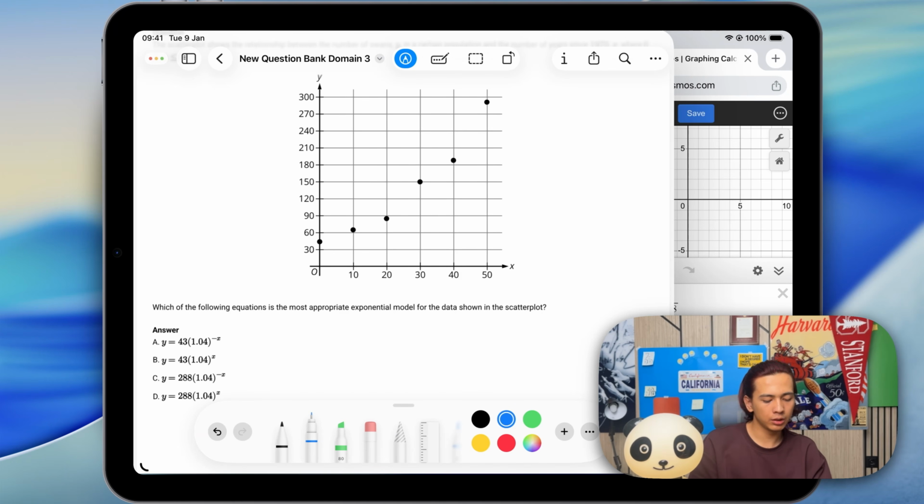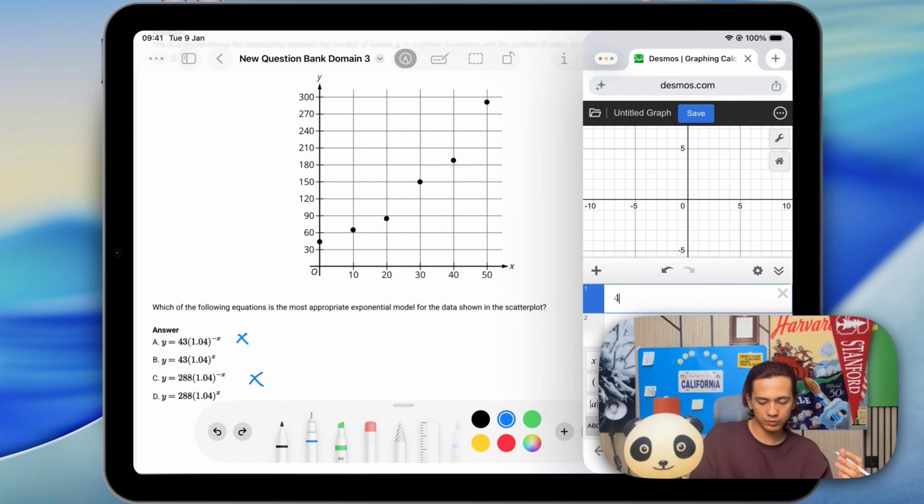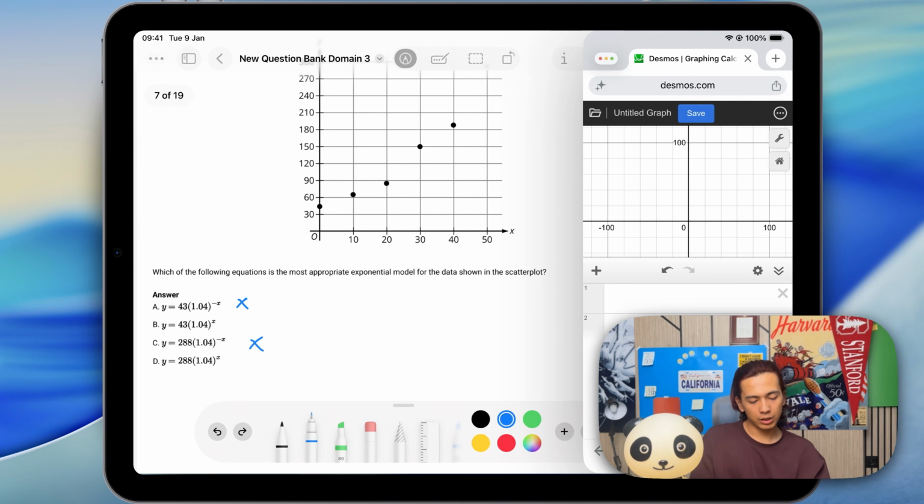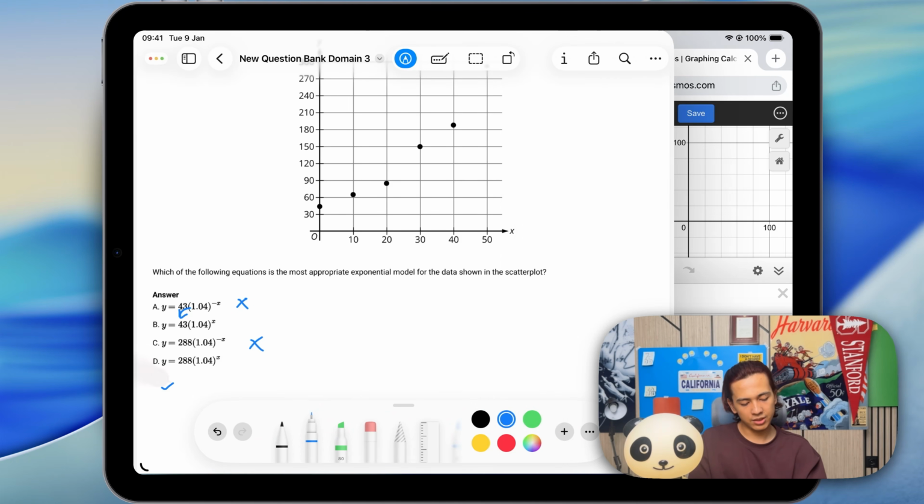I can immediately cross out options A and C, because in the power I have negative x when the function is literally increasing. Negative x in the power would represent that you're actually decreasing. Let me show you, for example, one of them, 1.04 to the power of negative x. Do you see how it's just decreasing? So it's not option A or C, and we have options B and D left. This value represents the initial value, and I can see that the initial value is 30 something, or 40 something, because it's in between 30 and 60.